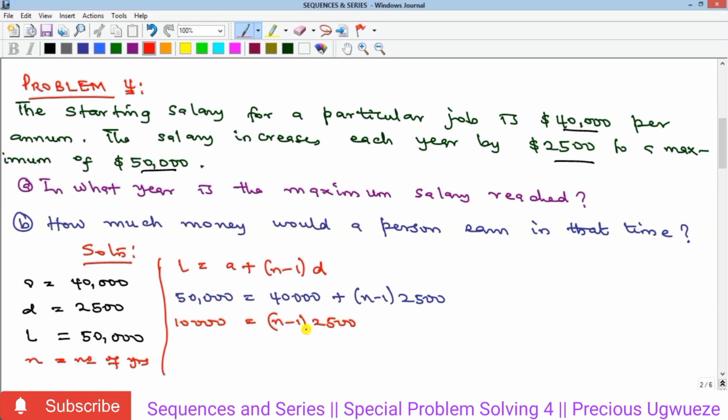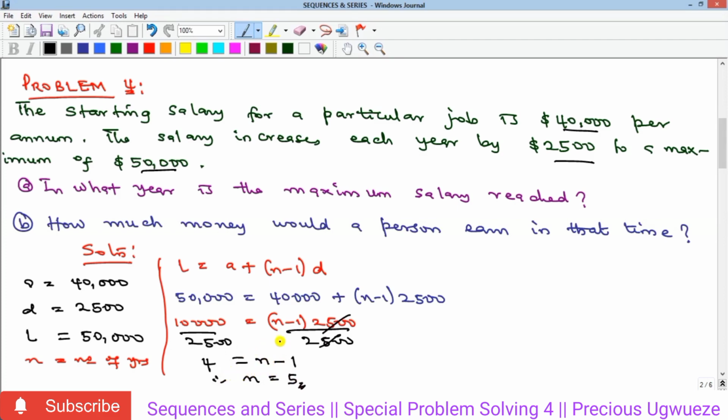If you divide both sides by 2,500, this will take away this, so this is left with just 4, and this is equal to n minus 1. From here, you can easily see that our n is equal to 5 if we take this minus 1 to this side. And that's the answer.